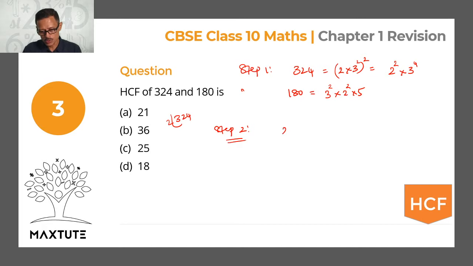2 is a prime common to both the numbers. 3 is a prime common to both the numbers. The smallest power of 2 between the two numbers is 2, so we go with 2 square. The smallest power of 3: we have a 3 square and a 3 power 4. We'll take the smallest power, so we go with 3 square. 2 square times 3 square. The product of the smallest power of common primes is going to be the HCF. 2 square is 4, 3 square is 9. So the HCF of these two numbers is 36. Choice B is the answer.